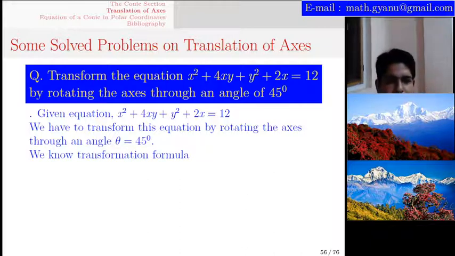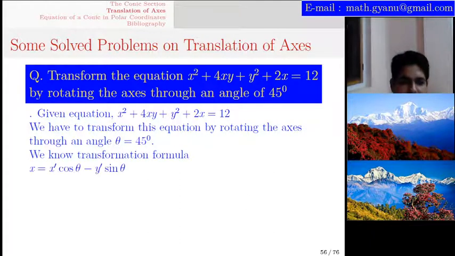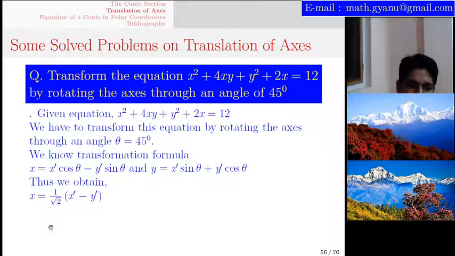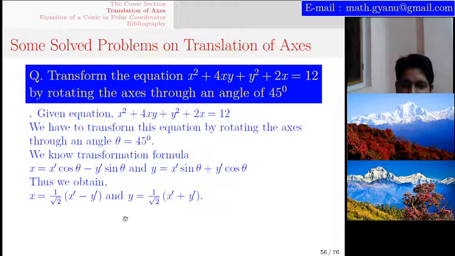We know the transformation formula x equals x prime cos theta minus y prime sin theta, and y equals x prime sin theta plus y prime cos theta. In this formula, simply put the value of theta equal to 45, that is x prime cos 45 minus y prime sin 45, that is the value of x, and the value of y will be x prime sin 45 plus y prime cos 45. So you will see that you will obtain the value of x as 1 by root 2 times x prime minus y prime, and the value of y will be in this form.